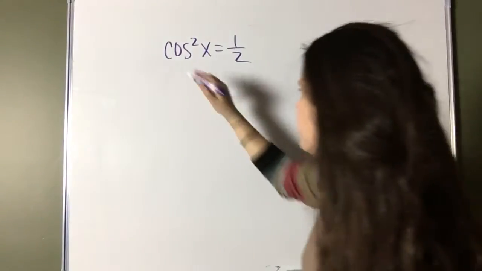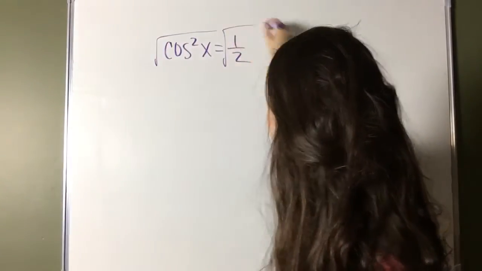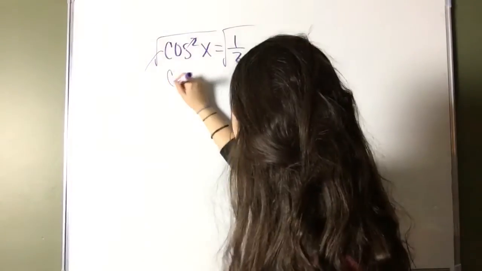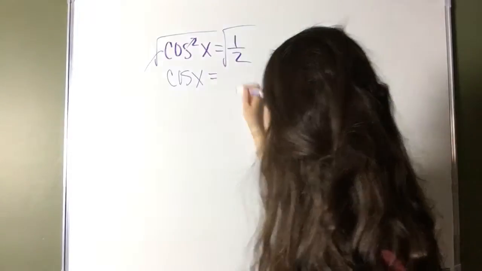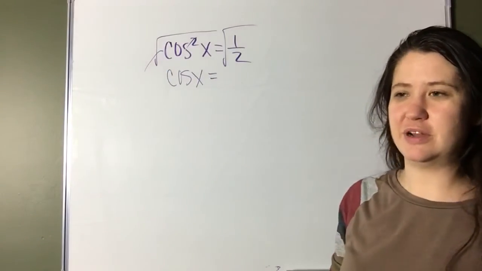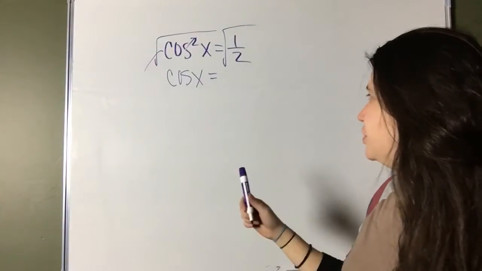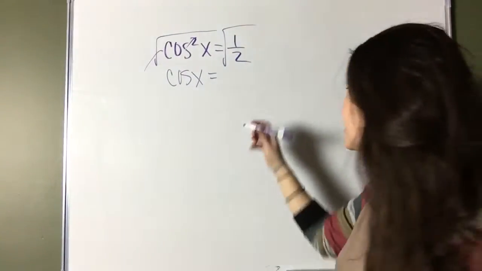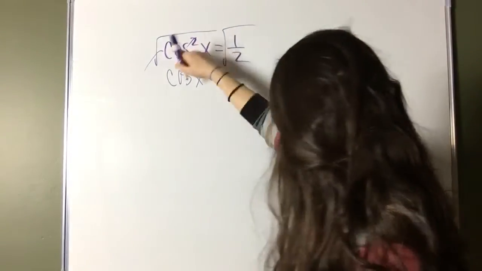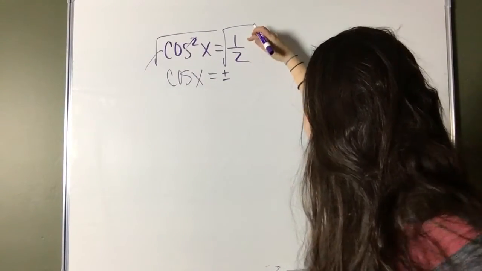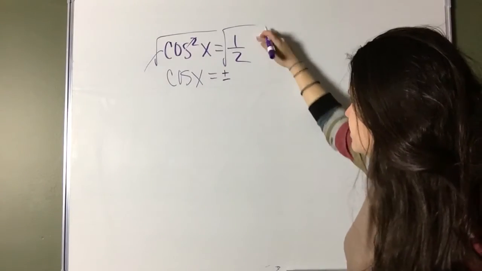We need to start off by taking the square root of both sides, because that'll get rid of the square, right? That's why we're doing it. So we get cosine x equals, all right, now here's where a common mistake happens. Everybody always forgets to put plus or minus. We always have to put plus or minus when we take the square root of both sides of an equation.